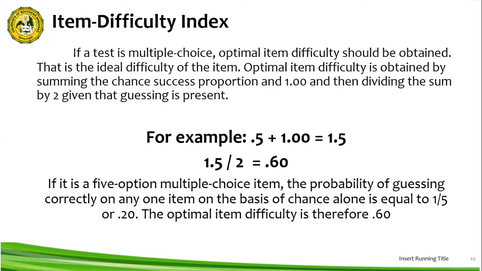The explanation here is, if it is a 5 option multiple choice, the probability of guessing correctly on any item on the basis of chance alone is equal to 1/5 or 0.20. So the optimal item difficulty is therefore 0.60.